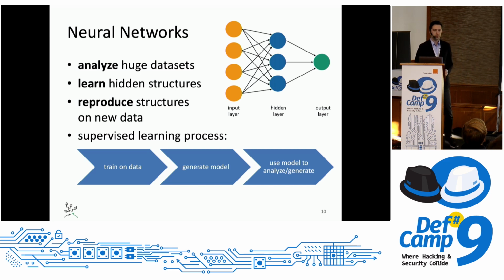And what neural networks can do for you is that they can analyze huge data sets, like password lists, and they can learn hidden structures, like password creation schemes. And they are also able to reproduce or analyze this new data. That's part of supervised learning, which means that you basically train it on data and also test it on data. Then you generate a model here. Maybe you can read that. You generate a model. A model is nothing else than a file with a lot of numbers in there. And in the end, you use this model to analyze or generate something.